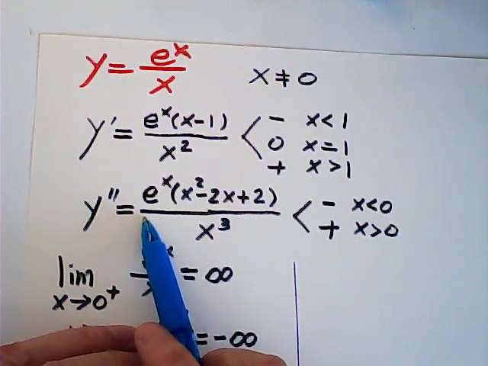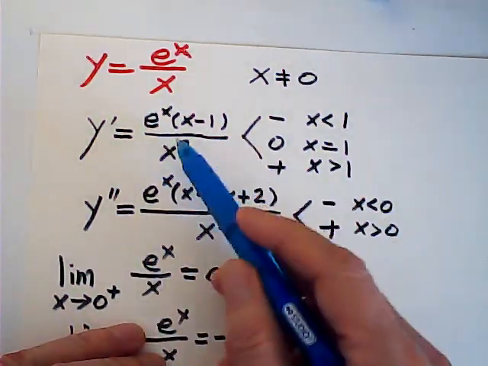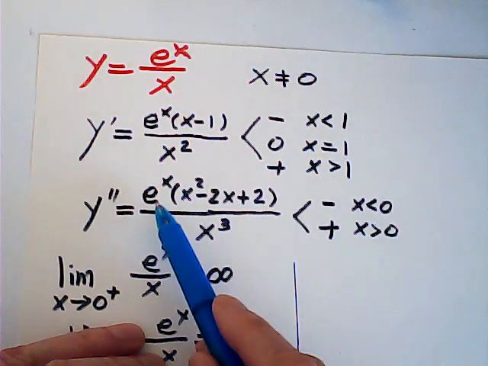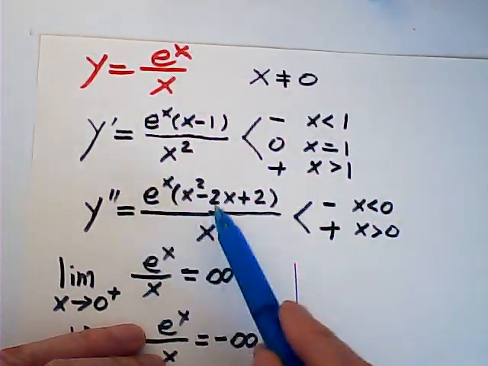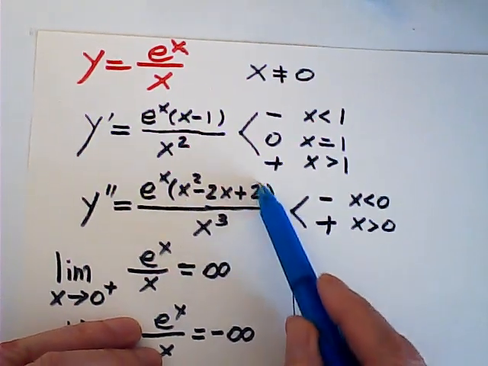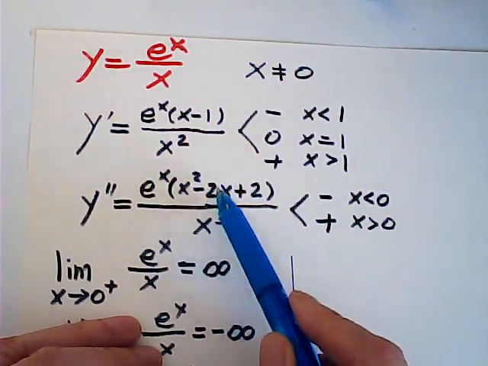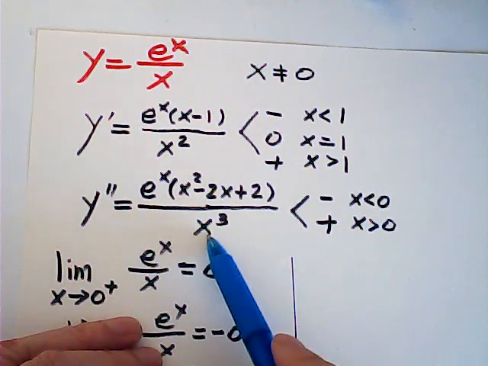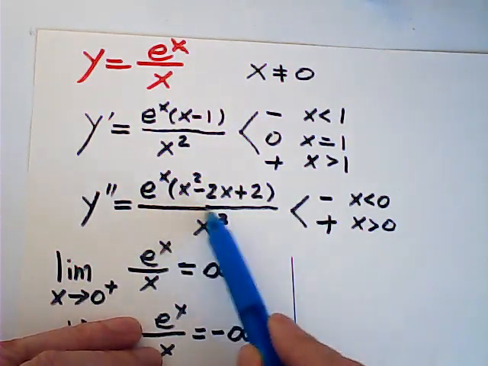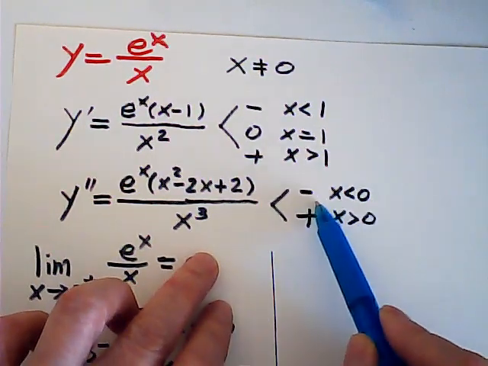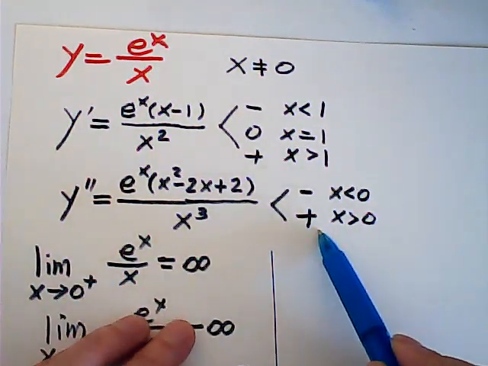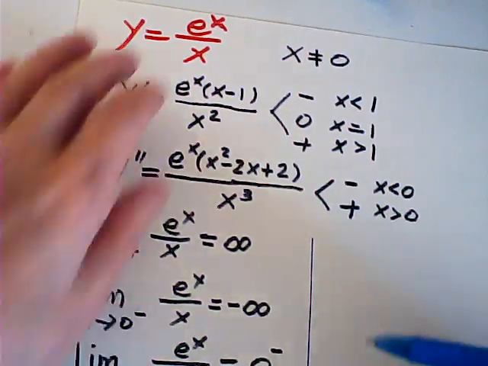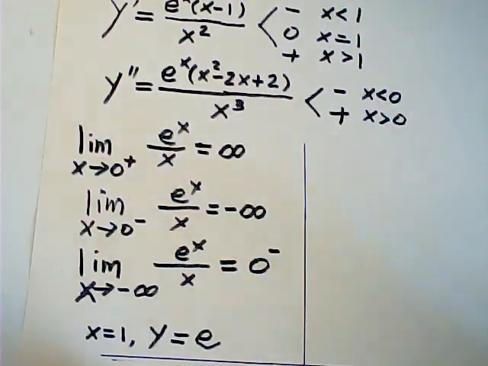Then the second derivative. Take the derivative of this one, use the quotient rule, and simplify. Then we know that this is always positive. Why? Because this equals (x minus 1) squared plus 1. It's always positive. So the sign depends on the denominator. When x is negative, it's negative. When x is positive, the second derivative is positive. Now those results will give us the information to sketch the curve.